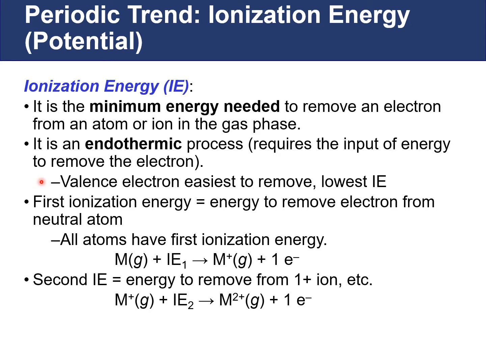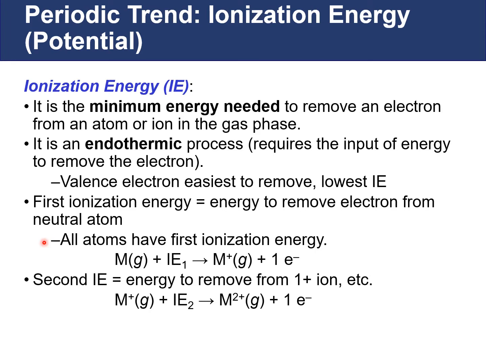Now there are different ionization energies that we will be referring to, and these relate to how many electrons we have removed from the atom already. The first ionization energy is the amount of energy that it takes to remove an electron from a neutral atom. So the first ionization energy corresponds to the removal of the first electron from our atom in the gas phase. All atoms will have a first ionization energy.